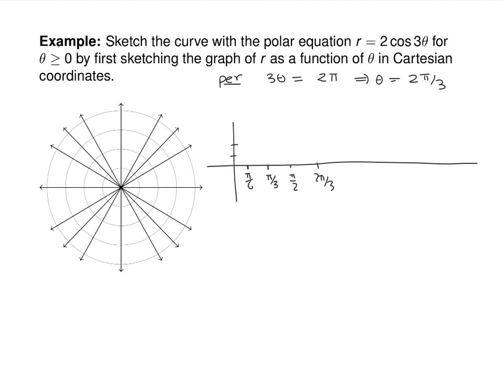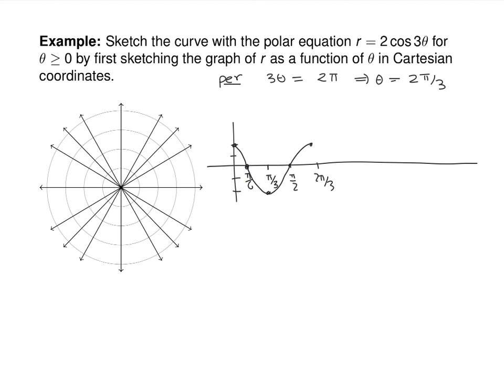And this is 2 cosine, so cosine will begin at 2. By pi sixths it'll be down at 0. By pi thirds it'll be at -2. By pi halves it'll be at 0. And by 2 pi thirds it'll be back to 2 again.